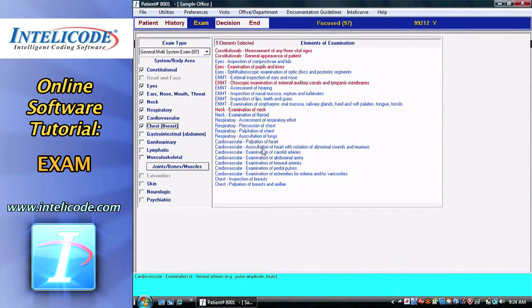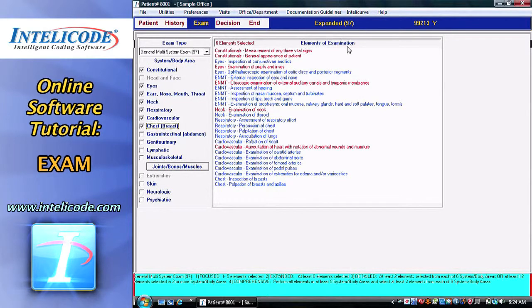Once I click on the 6th element, remember 1997 guidelines, 1 to 5 is problem focused, 6 to 11 is expanded problem focused. It tracks that here for us. Also notice, so far it's identified that we have a 99213. Remember, we had a comprehensive history. Now, so far we've got an expanded problem focused exam, so we have a 99213 that's supported at this point.